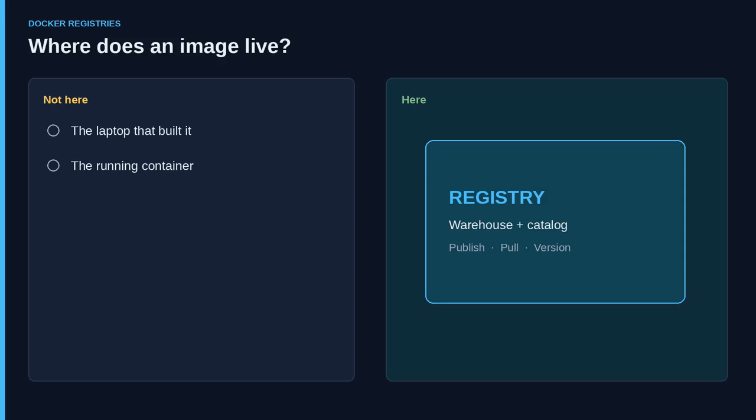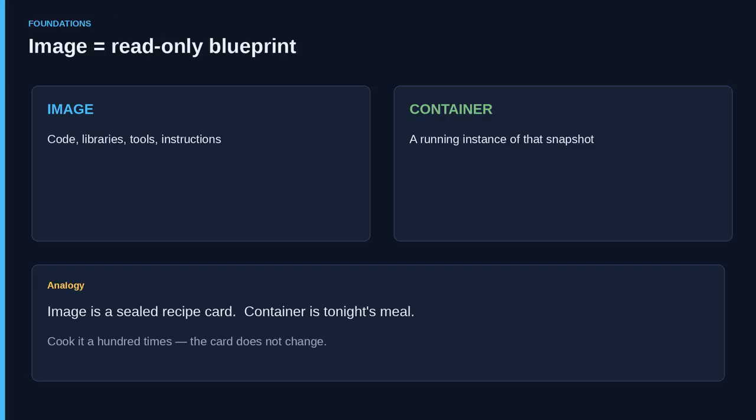If you skip this piece, every machine has to rebuild the same app from scratch, and nobody can trust they are running the same thing. Here's the part that matters. Once you understand registries, Docker stops feeling like a local trick and starts feeling like a delivery system. Start with the image itself, because the registry only makes sense if you know what it stores.